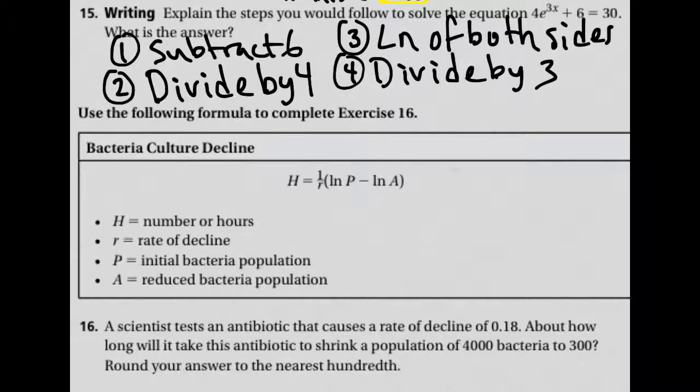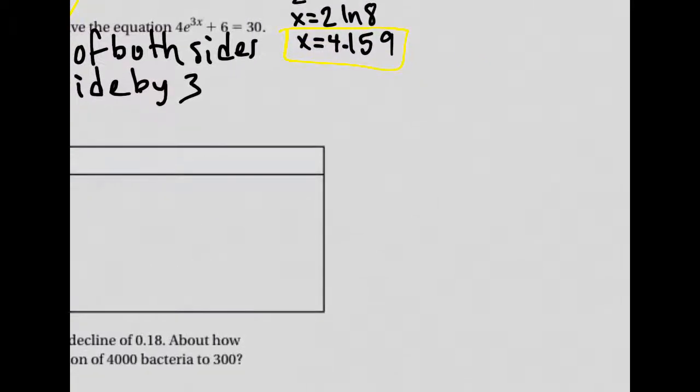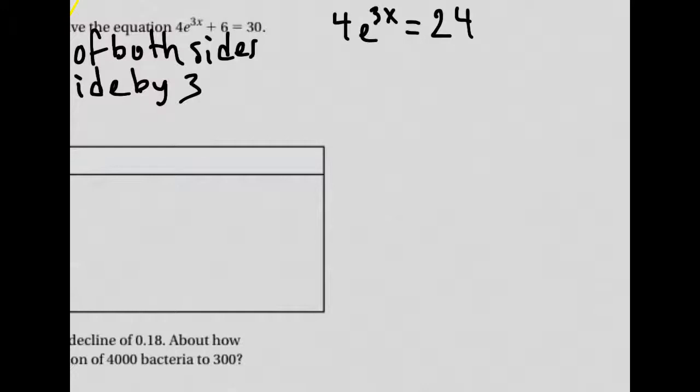So what is the answer? Let's figure it out. Let's see what we get. Let me erase all this here. The answer would be, if we follow the 4 steps that we just wrote, subtract 6, so we get 4e to the 3x equals 30 minus 6, 24. Step 2 says divide by 4, so if we divide by 4, e to the 3x equals 6.